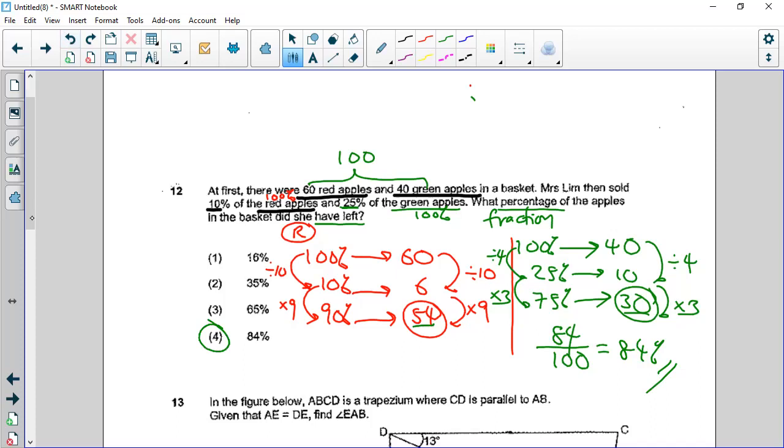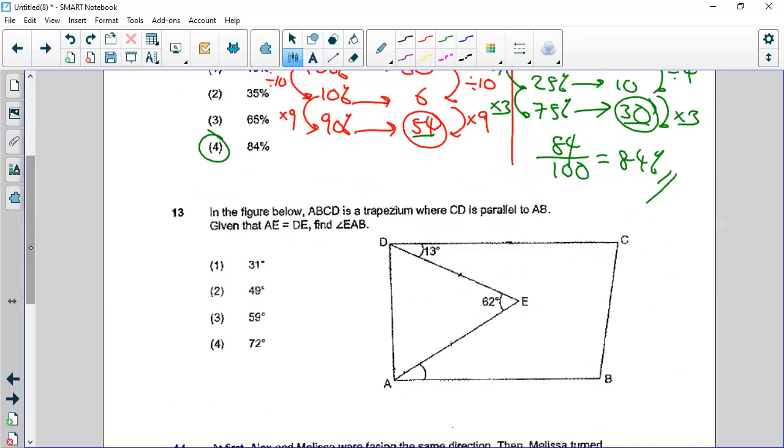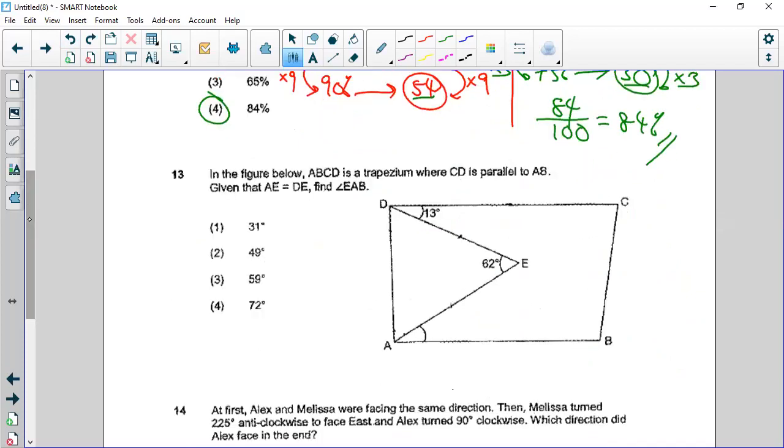Okay, question 13. If you're copying, you can wait. You can wait until the end of the lesson to copy, so that we don't end too late.